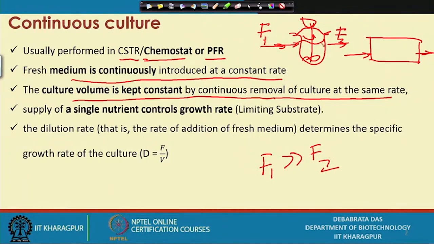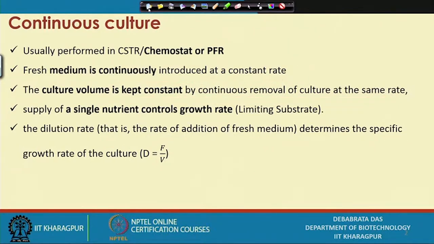Your volume of the reactor will keep on increasing, and that is undesirable. And if F1 is less than F2, then the volume of the liquid will keep on decreasing with respect to time. So, this is the problem. Now, when F1 equals F2, then and only then the volume of the reactor will remain constant. Am I right? So, this is the significance of this particular thing.